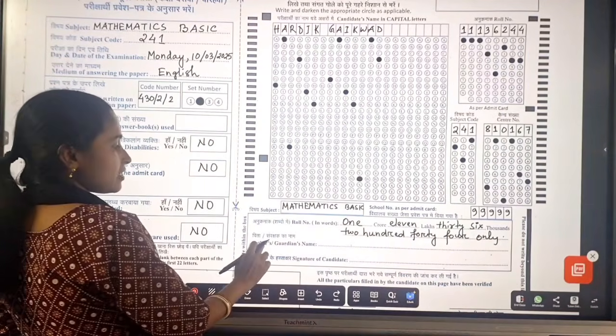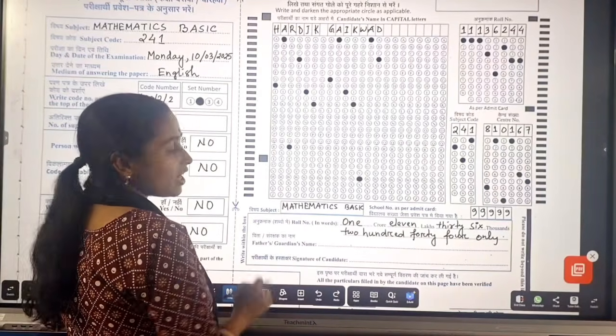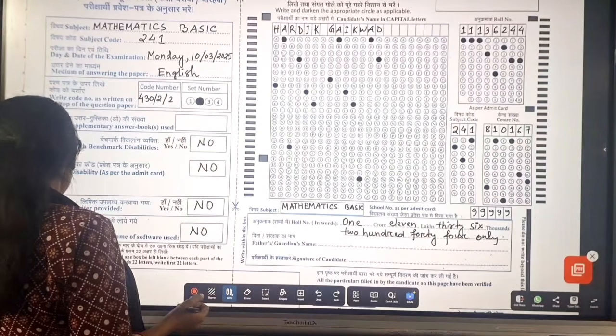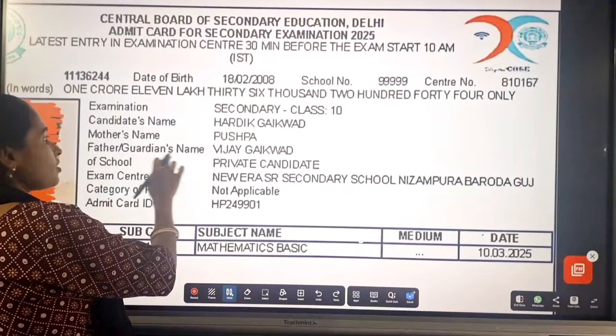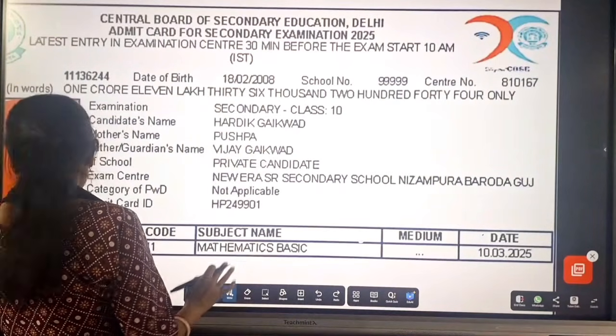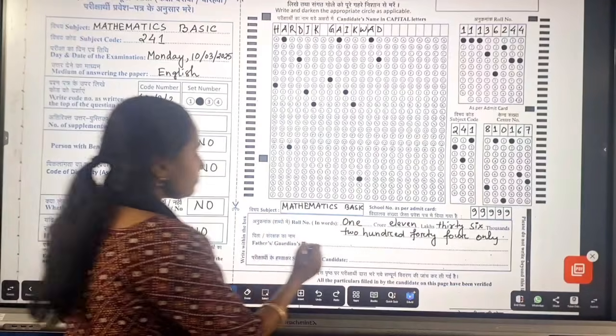Okay. Next is written father's or guardian's name. So obviously you have to write your father's name. The same father's name that is written in your admit card, as it is you need to write. That is Vijay Gaikwar. So the same we will write.